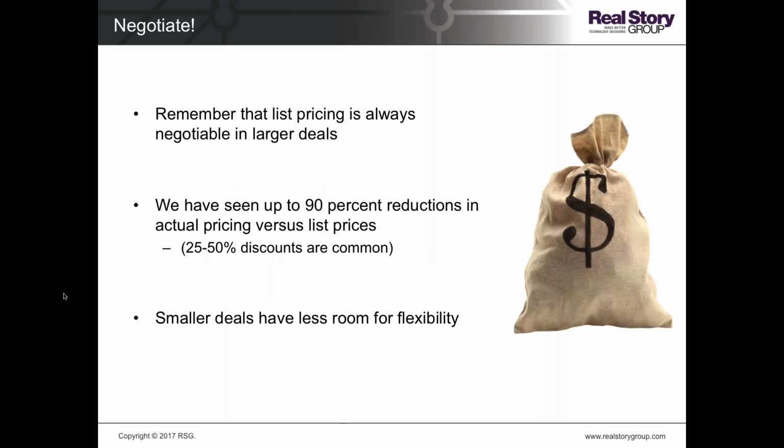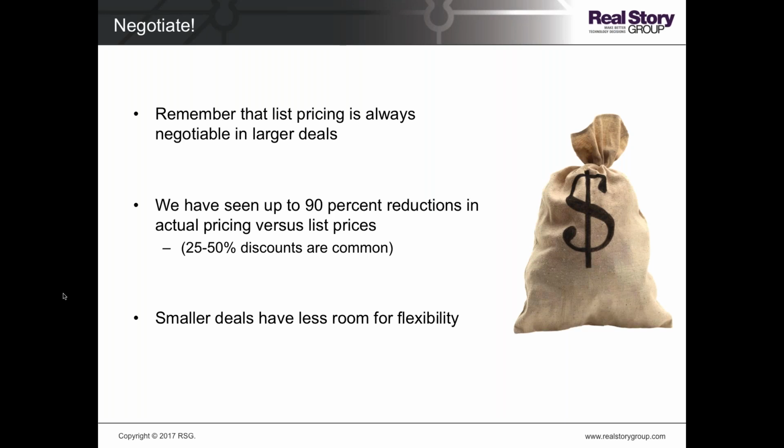So our final mistake, number 5, is waiting too late to negotiate. And this is one that we see over and over again, even from the most well-intentioned organizations, the organizations that really put a lot of time and effort into doing a selection process right. We can't state enough that there's always room to negotiate. List pricing is always negotiable, especially in the larger deals, and we have seen some pretty dramatic reductions.